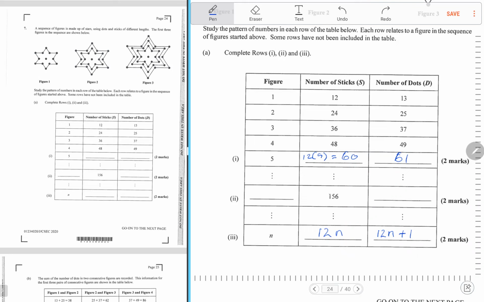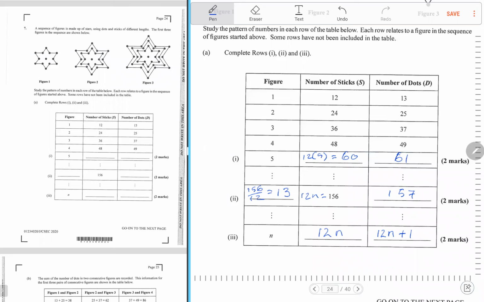And then down here now, we know that 12n equals 156. We want to find the n in this row. So if 12n equals 156, I have to divide by 12 to find the n. So that is 156 divided by 12, which is 13. So this right here is 13. And again, this is just 1 more than that, so this is 157. And that finishes that right there. Simple as that.